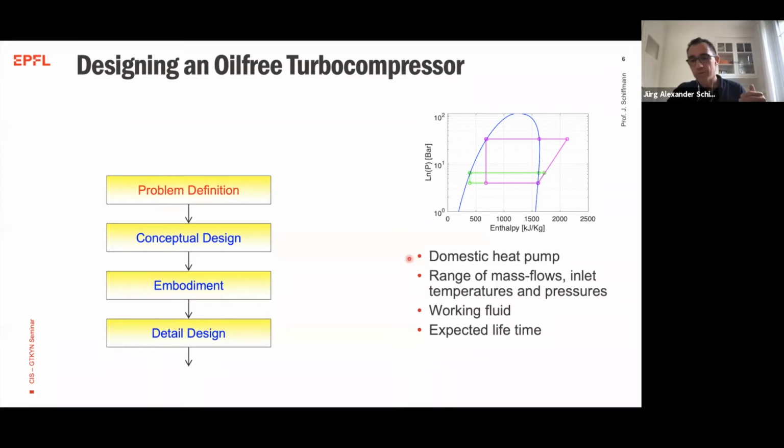So we wanted to design this compressor for a domestic scale heat pump. So it's a heat pump that needs to deliver approximately 10 kilowatts of heating power. Defining or specifying the working fluid inside this heat pump allows us to define the range of mass flows that this compressor needs to be able to achieve, inlet pressures, inlet temperatures, but also the pressure ratio that this machine needs to be able to deliver. And also, in discussion with compressor manufacturers, we identified what is the expected lifetime of such a machine. And what is interesting is that these compressors actually need to achieve a lifetime of approximately 150,000 hours without maintenance.